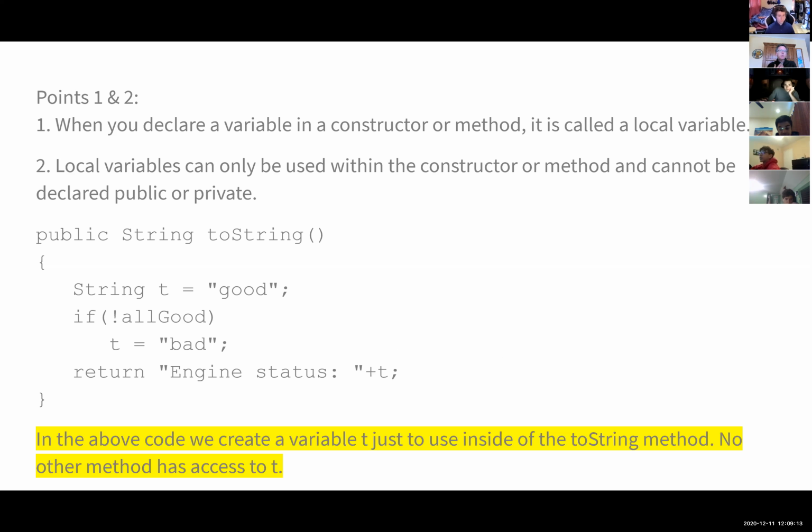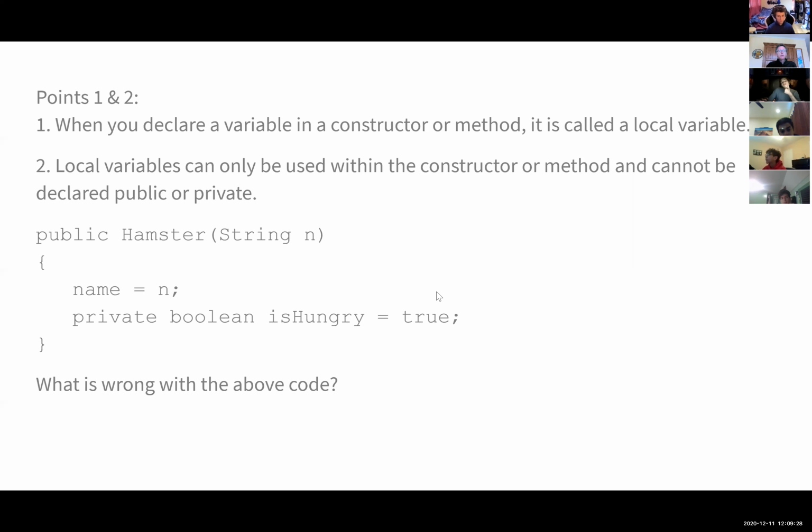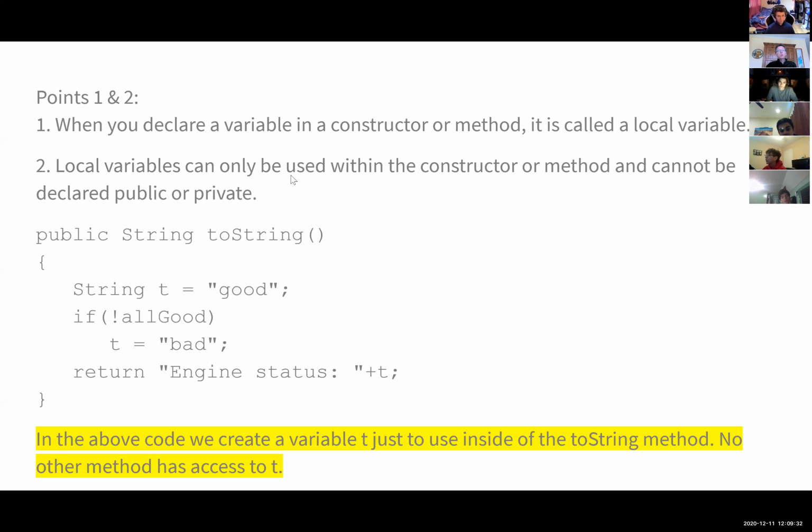Now I created this variable t inside a toString. I can't access that variable t anywhere else in my class. No other method has access to it. So that's a local variable. That's what local variable means. This t is only available in 5-6 lines of code.